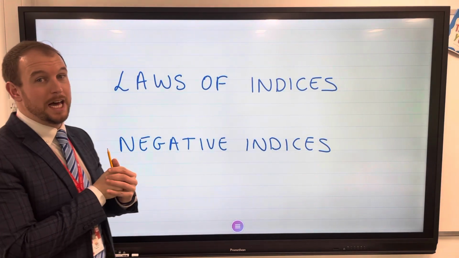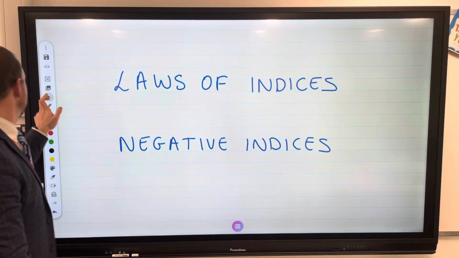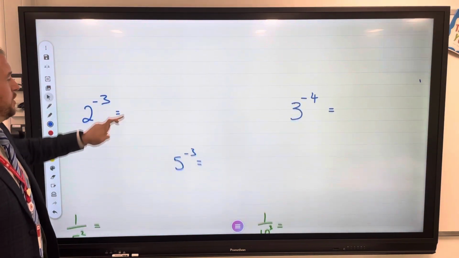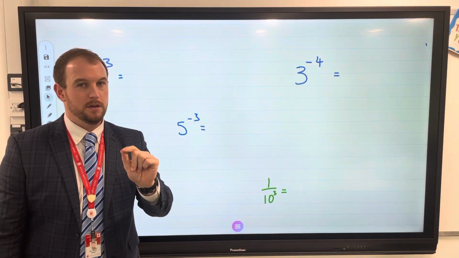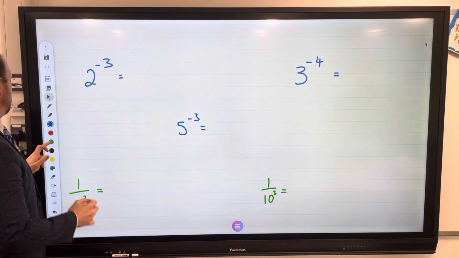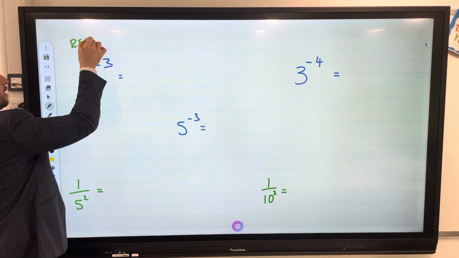So today we are looking at laws of indices, but a little bit more difficult now. We're looking at negative indices. So we have 2 to the power of -3. Now that negative symbol means reciprocal, which means 1 over. So negative part, reciprocal.